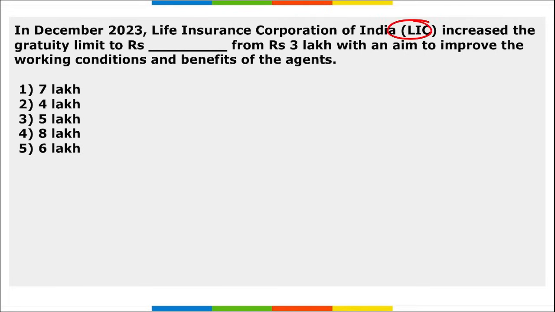Next, LIC increased the gratuity limit to rupees dash from 3 lakh rupees with an aim to improve the working conditions and benefits of the agents. So remember, in December, LIC increased the gratuity limit to 5 lakh rupees, that was earlier 3 lakh rupees, and the aim is to improve the working conditions and the benefits for the agents.